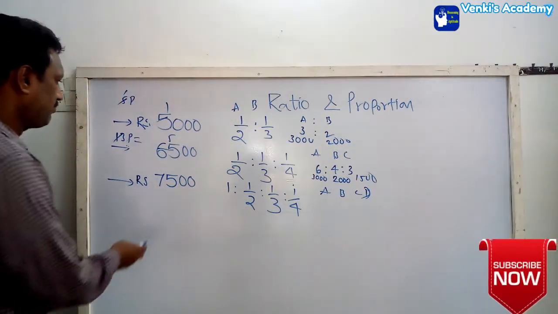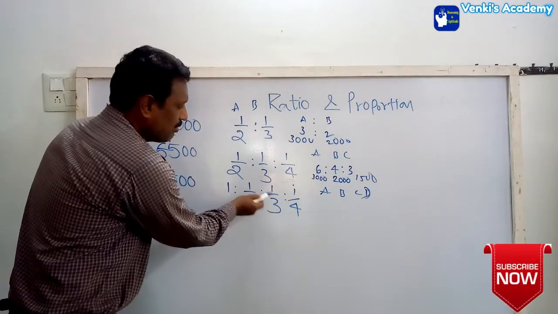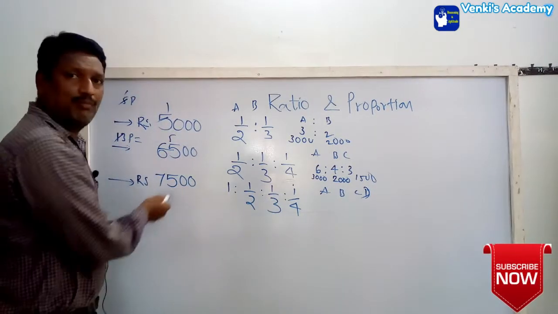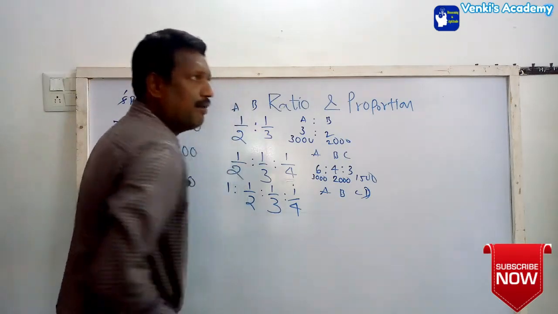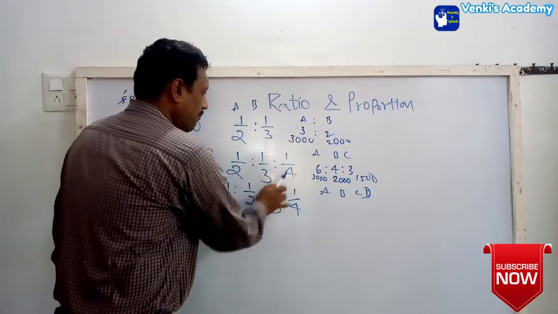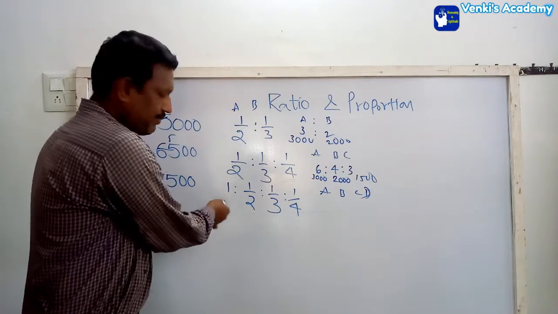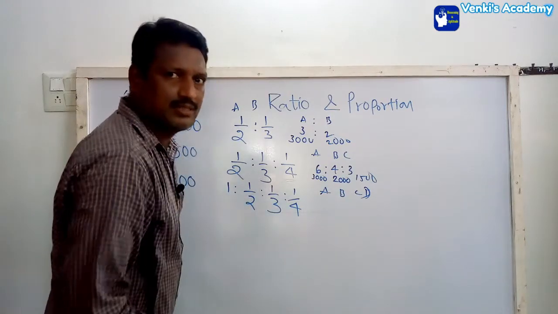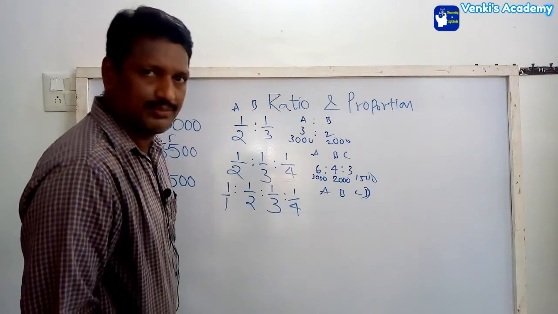Now here, 4 members are there: 1 is to 1/2 is to 1/3 is to 1/4. The amount of rupees 7,500 has to be distributed among the 4 persons A, B, C, D. Now this is in fraction form. First of all, we have to convert it into integer form. Here, this is the whole number and the remaining are all fractions. Put it simply over 1, no problem. It won't change the value either.